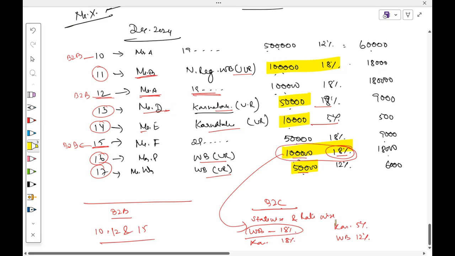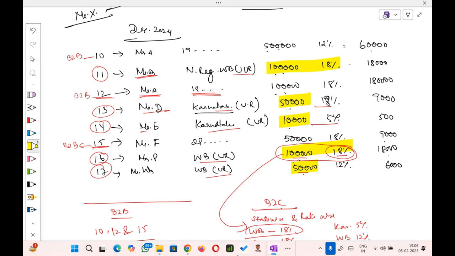B2B transactions we need to report separately, each in a single line item. That means each and every invoice is required to be reported as a separate line item. And in case of B2C, we are required to report consolidated information. However, the information is to be consolidated depending on state, that means place of supply, and rate of supply. Depending on that, we will consolidate our numbers and then insert this information in the GST return. How it will be done is what I'm supposed to show right now.